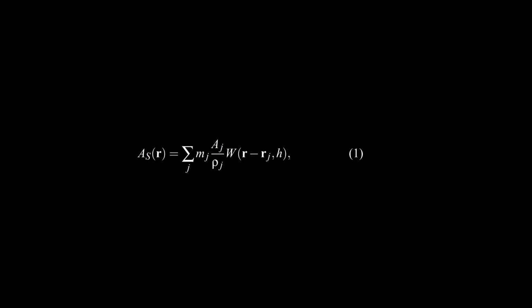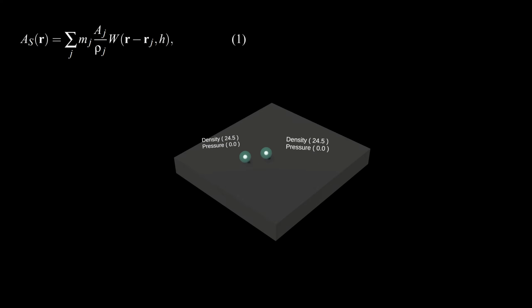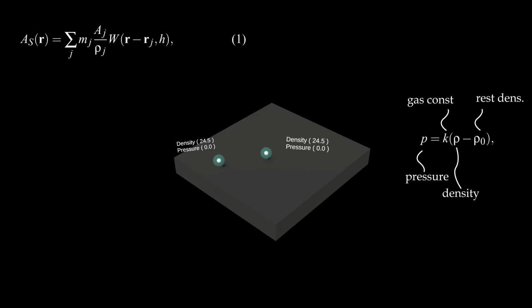According to SPH, any field quantity such as density or pressure can be found at a given location R using the following general equation. In this example, the blue sphere indicates the smoothing radius for a particle, and we have substituted density into the equation to find the density for each particle. Using the density, we can find the pressure for each particle. Note that the rest density for these particles is 24, and therefore the pressure is 0 when the particles are not making contact.